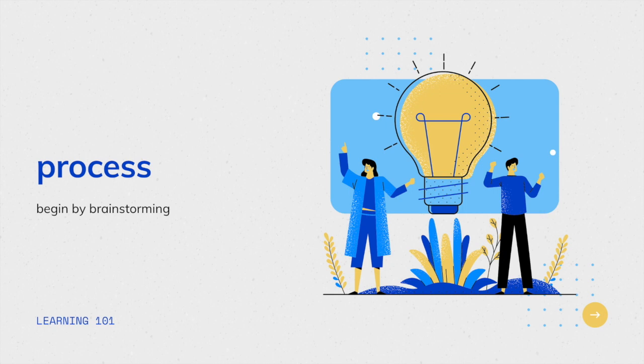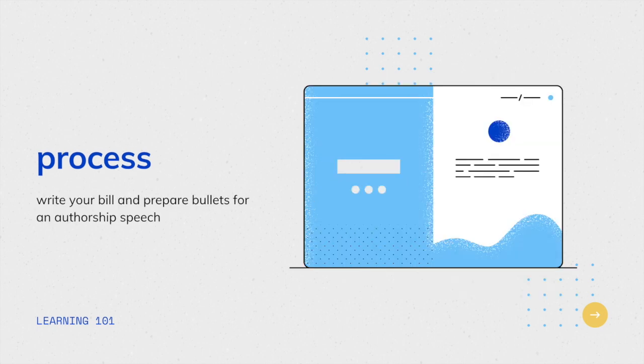Now, the process. Begin by brainstorming and thinking of a few ideas of what you would like to change in the present society and the status quo. Read a few news articles, see the things that are going on publicly, and that should give you a good grasp of things that are happening around in society. Then, write your bill and prepare bullets for your authorship speech. An authorship speech is when you present your actual legislation and tell us why we should vote for it. You obviously had a reason for writing it, and tell us what that reason was, and we will evaluate that reason and try to support you in your attempt to reform the government and our society.